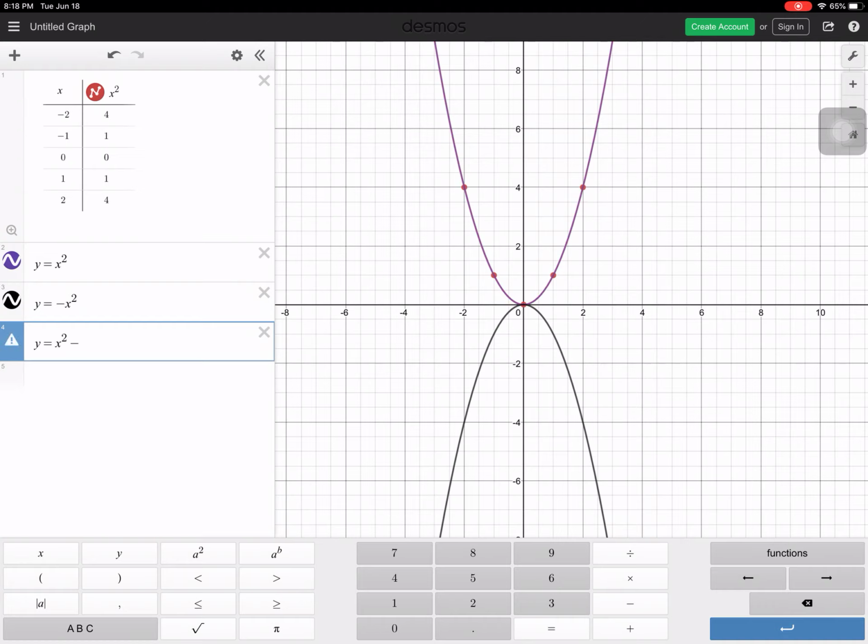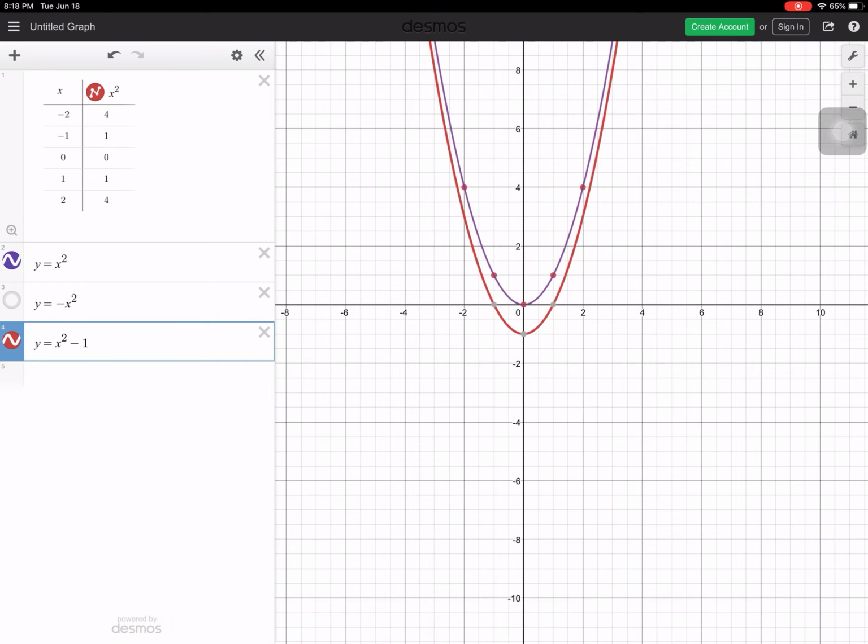-1. There you go. So you'll notice, let's turn off the black shape here. All that's happened is all the y values have been shifted down 1. See, that was 1, it's now 0. This was 0, it's now 1. I cannot get it to go.